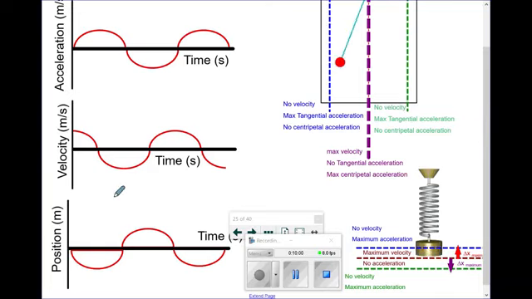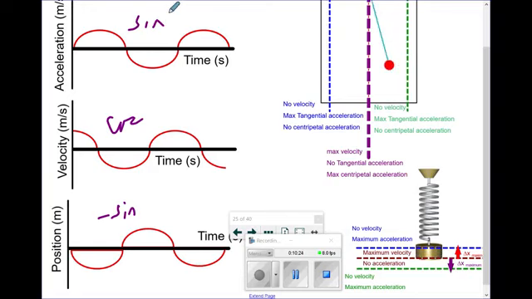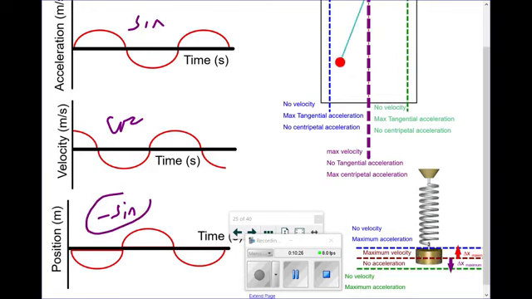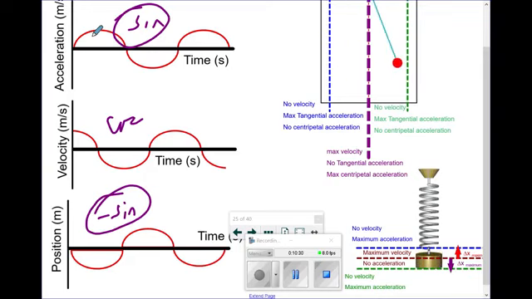If my position graph was a negative sine graph, for example, then my velocity, being the slope of that, would actually be a cosine graph. And my acceleration, being the slope of velocity, would in fact be a sine graph. Please notice that my position graph and acceleration graphs are actually opposite shapes.